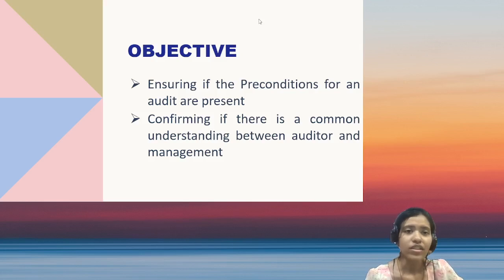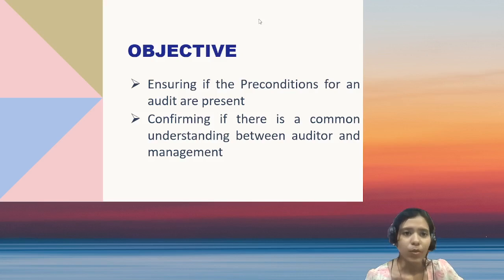So now that you have understood that the agreement is needed, and which is called an engagement letter in audit, we'll start. What are the objectives of this SA? So the basic two objectives of this SA are to ensure whether the preconditions of the audit are present, and next, to ensure that there is a common understanding between management or TCWG and the auditor regarding the terms of engagement. So first we'll take up point 2, that is to ensure that there is an understanding between management and auditor regarding the terms of engagement.